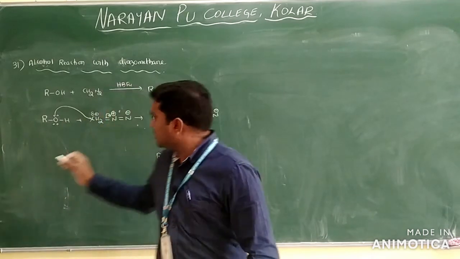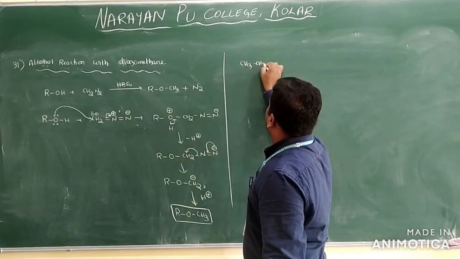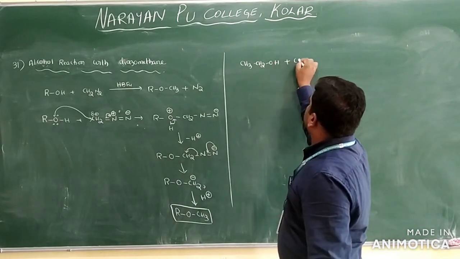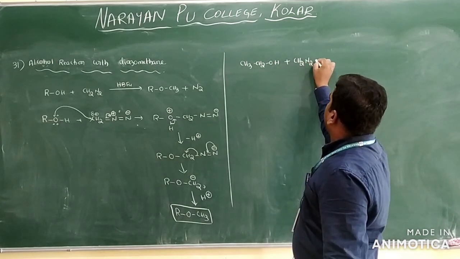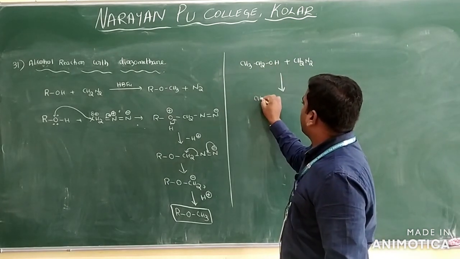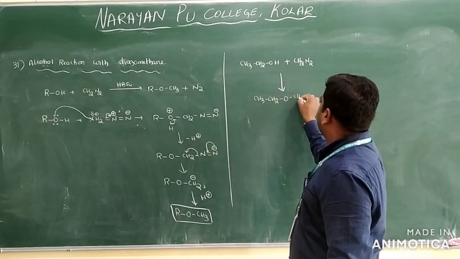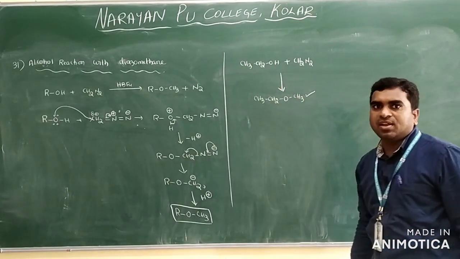Sometimes what they will give is, if any reaction gives CH3CH2OH treated with diazomethane, then write the product. Simply put the CH2 in the middle, then what will you get? CH3CH2OCH2H, that is CH3CH2OCH3. This is one preparation for the ether.